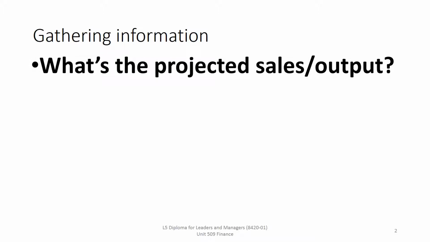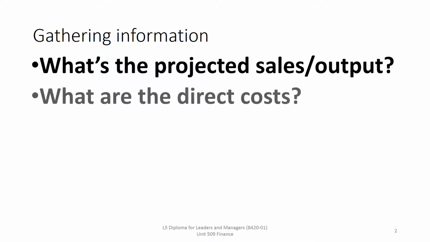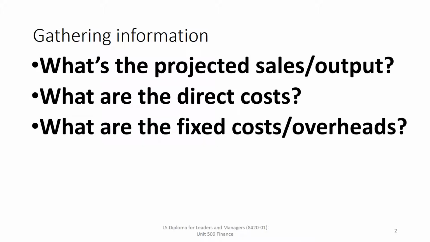And those will be, what are your projected sales and output, or what is the output for that budgetary period? You need to be realistic. If you overestimate, it will cause problems in the future. What are the direct costs of that sales or output? I.e., what are the costs of the materials, the components, subcontractors if they're being used to make that product or supply the service? And then what are the fixed costs and overheads?